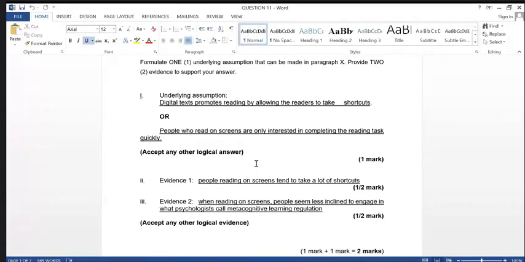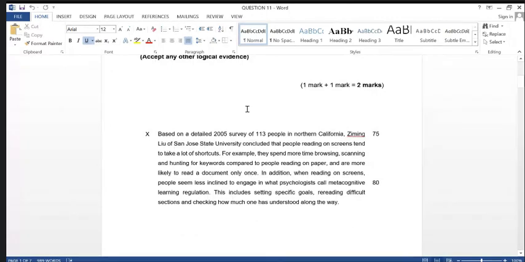Alright, I'm not interested in getting complete or total comprehension of the text, only wanting to find specific information. That's why they take a lot of shortcuts. That's why they choose on screen and not paper. Alright, so that's the assumption. You can see the connection between assumptions and inferences. Okay, if you look from another angle, you can also make inferences.